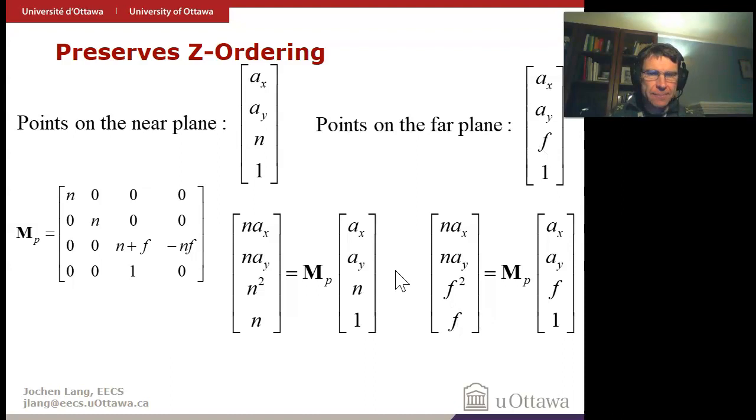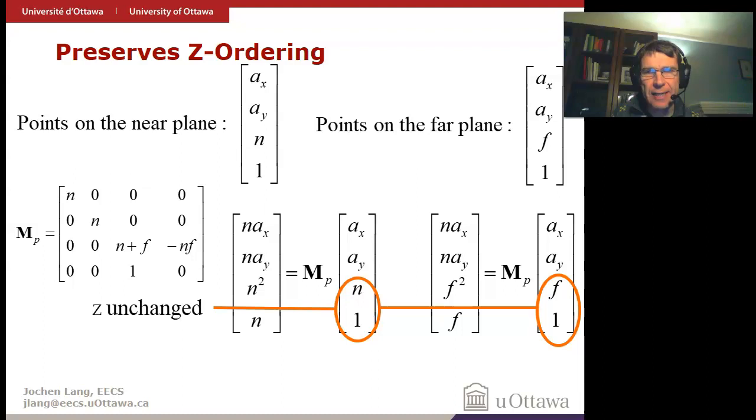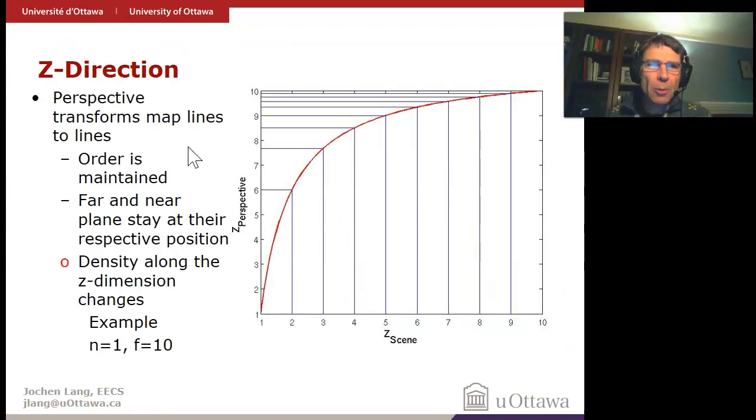So in other words, with this choice of parameters, the z coordinate after the projection, the points at the near plane stay at the near plane, and at the far plane, they stay at the far plane. So the z here is unchanged. Before this it's n or f, and that's what it is after. When we look at all points along the z-axis, not just at the near plane and far plane, then things look a little bit different.